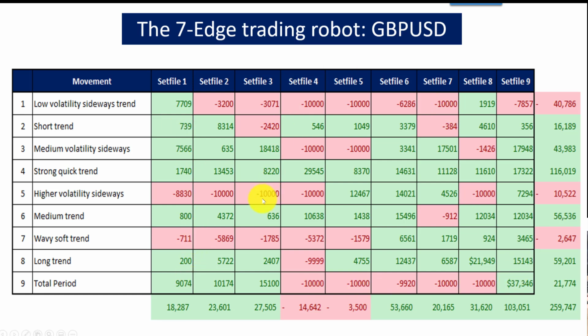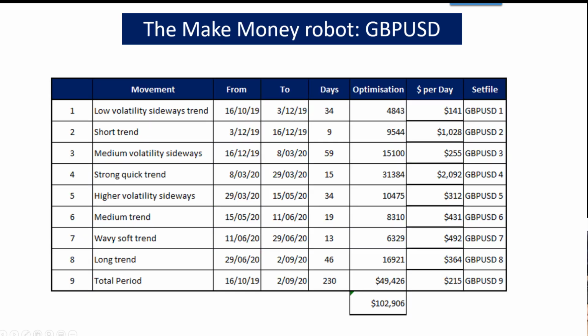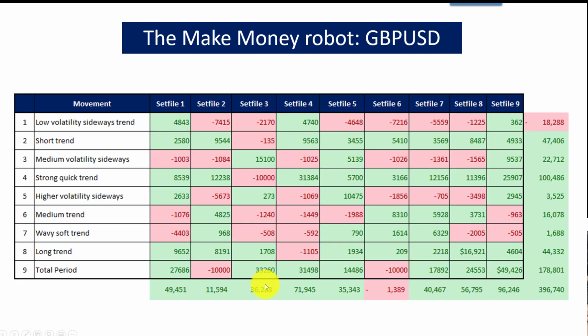All right, so I hope you found this interesting. We've done the same thing for the Make Money EA, and we've created the same table for that. Now, you must realize that this is 9 times 9. We've done 81 optimizations for each table that you're seeing here. So we've done 160 odd optimizations. So it's not for lazy people, this kind of work. And also not for people that don't know the basics of optimization. If you don't know the basics, you're never going to be able to do this type of stuff.